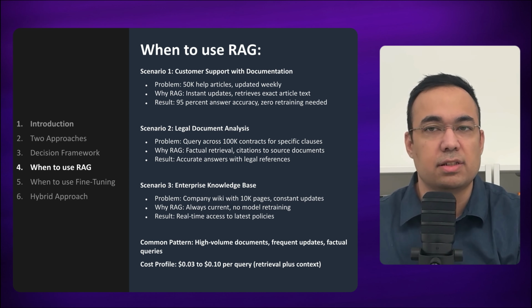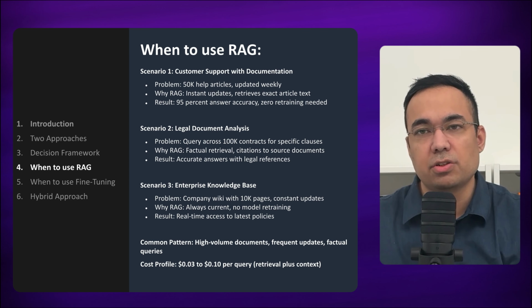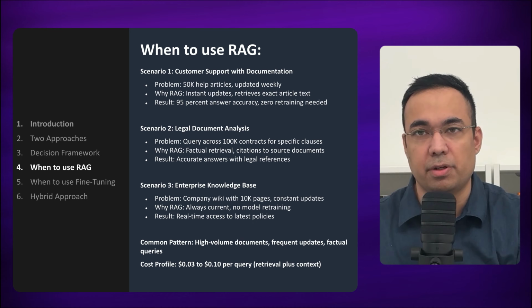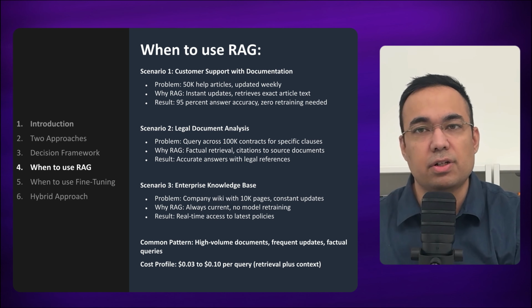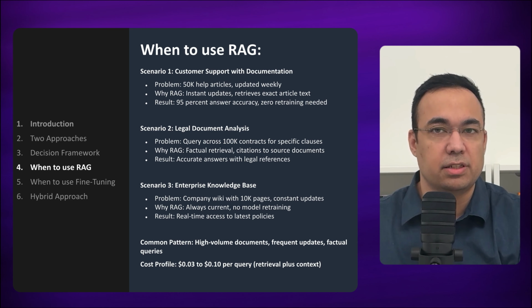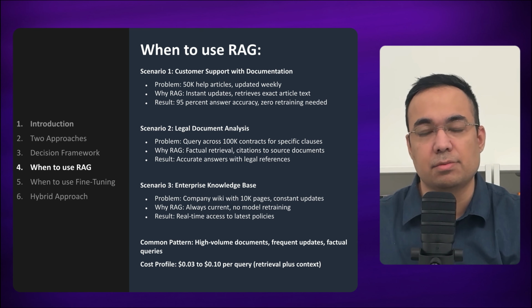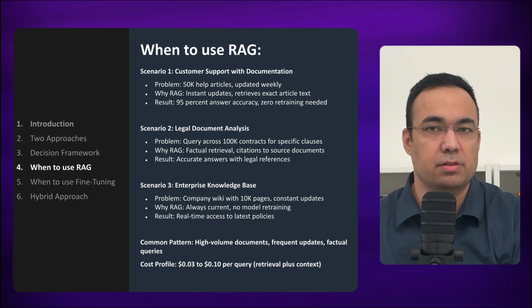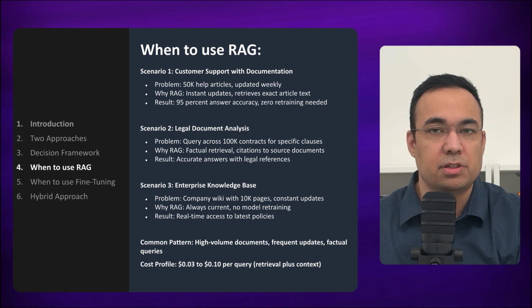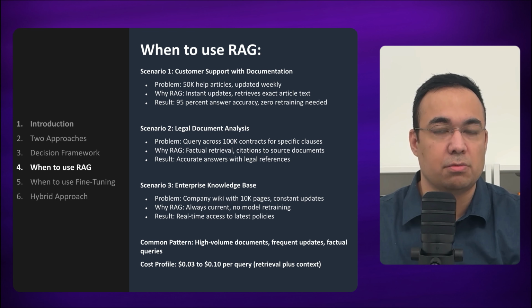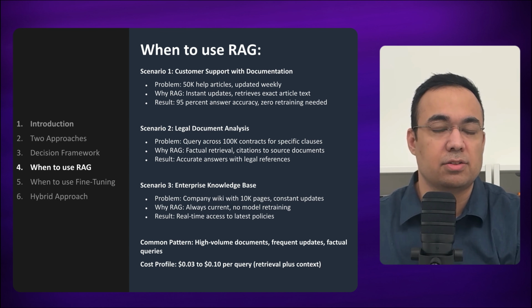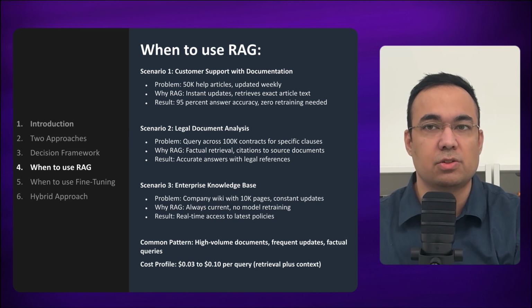The third scenario is an enterprise knowledge repository. Imagine your company wiki has, let's say, 10,000 pages covering policies, procedures, technical documentation, and organizational knowledge. This content gets constant updates as policies change, new procedures get added, and systems evolve. RAG is the right choice here because you always need access to the most current version. You don't want to be answering with outdated information from a model that was fine-tuned last month, but might not have access to the most recent documents. RAG gives you real-time access to the latest policies and procedures as soon as they are published.